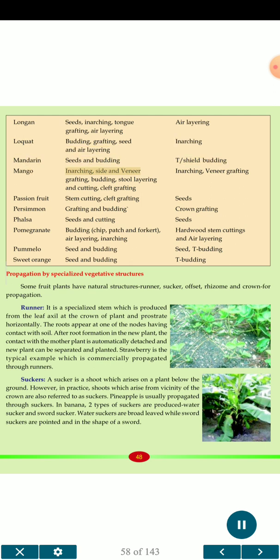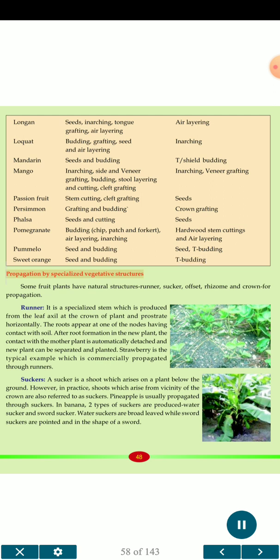Mango: inarching, side and veneer grafting, budding, stool layering and cutting, cleft grafting. Passion fruit: stem cutting, seeds. Persimmon: grafting and budding, crown grafting. Phalsa: seeds and cutting. Pomegranate: budding, chip, patch and forkert, hardwood stem cuttings, air layering, inarching. Pomelo: seed and budding, T budding. Sweet orange: seed and budding, T budding.